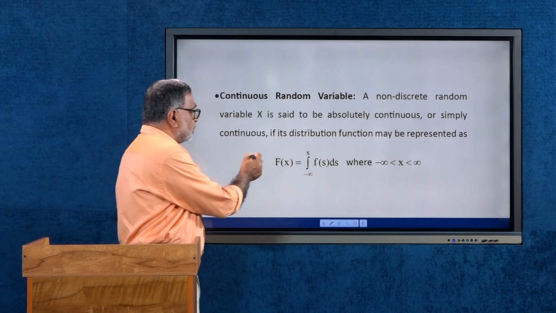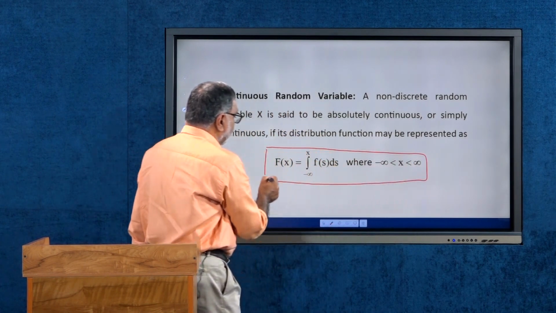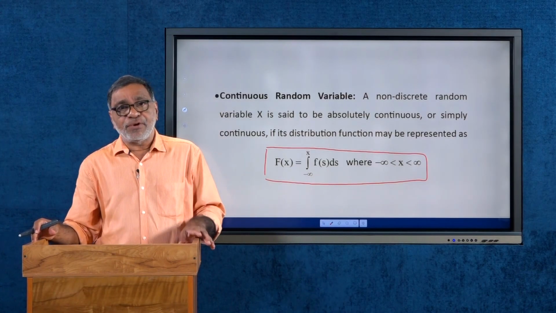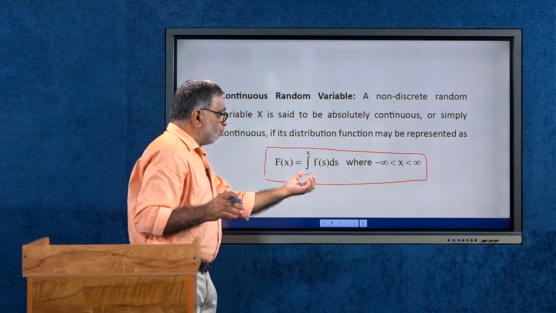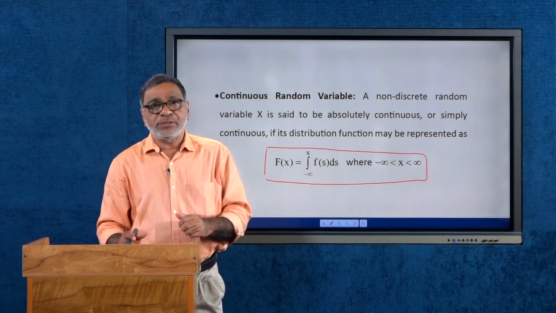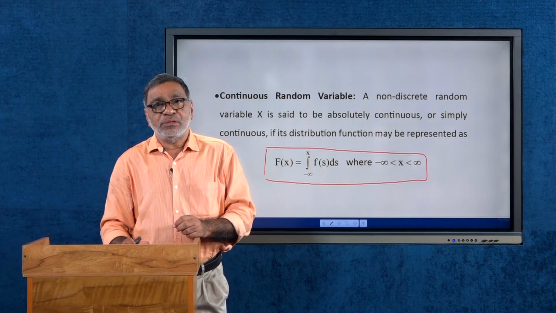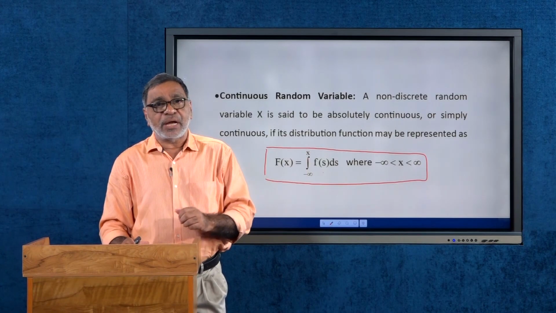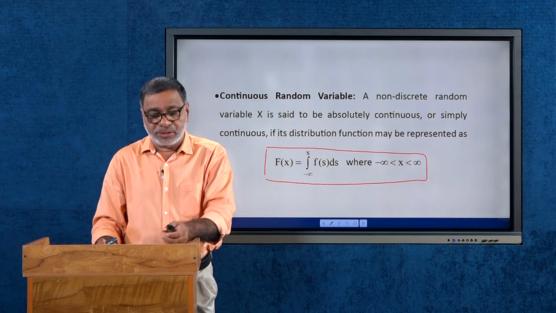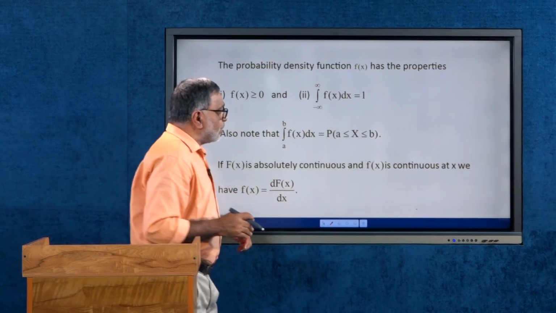So, suppose you have a distribution function of a random variable that is given by integrating a function f(x) from minus infinity to a real number x. If that is the situation, we call the random variable X a continuous random variable and this f(x) the probability density function.